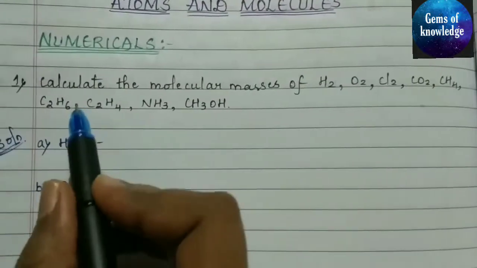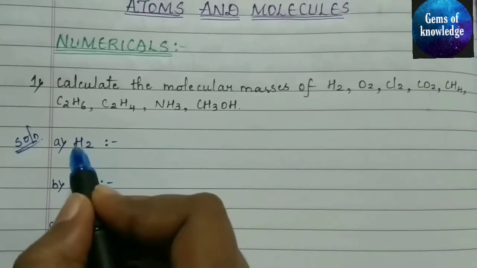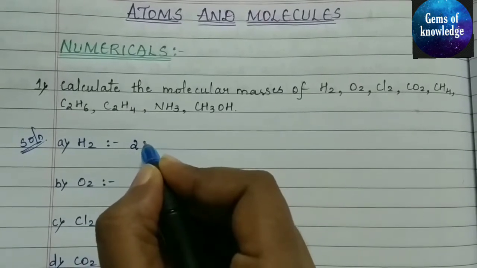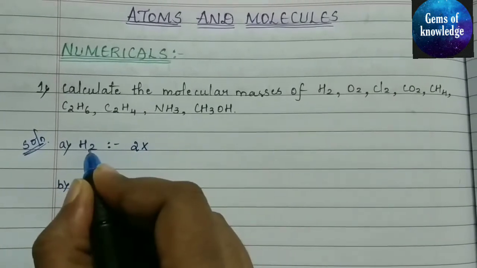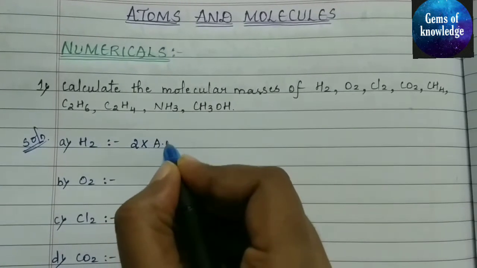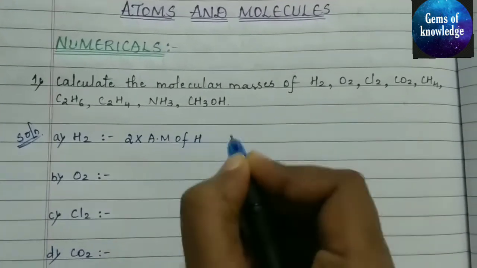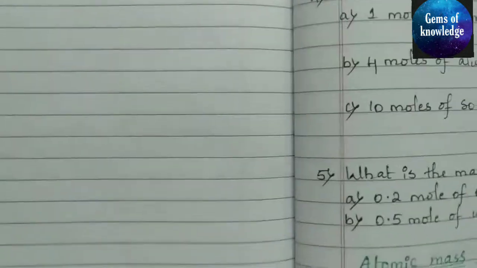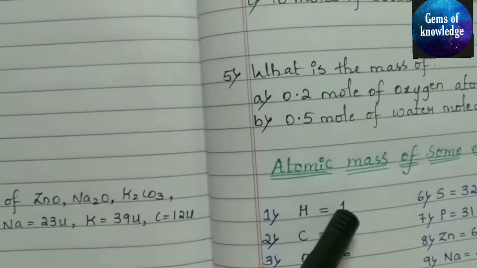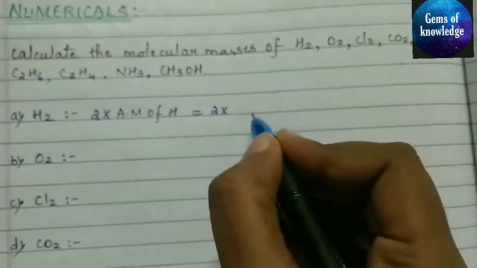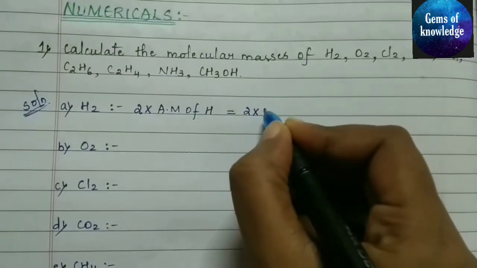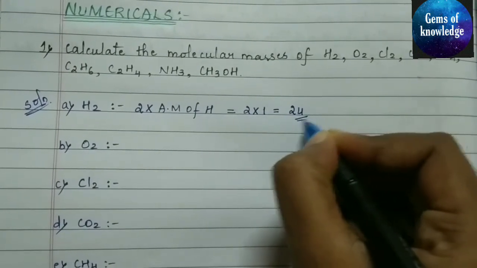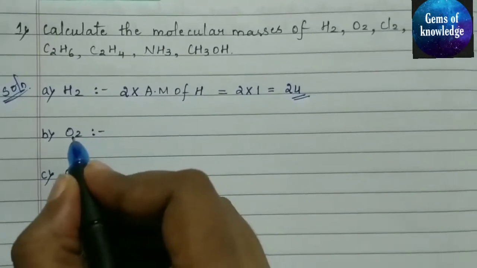So what you can see, the first thing is H2. Here H is given how many times? 2 times. So we will write 2 into the atomic mass of hydrogen. So what is the atomic mass of hydrogen? Atomic mass of hydrogen is 1. So let us substitute the atomic mass of hydrogen as 1. So we will get the answer, 2 into 1 is 2 units.